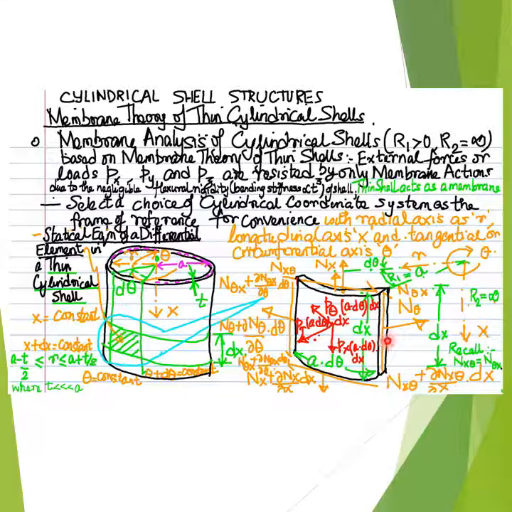In other words, the unknown internal in-plane or membrane actions nx, n theta, nx theta and n theta x are specified per unit length, while the external forces or externally applied loads Px, Pr and P theta acting along the three cylindrical coordinate directions x, r and theta are specified per unit area and are therefore area loads.